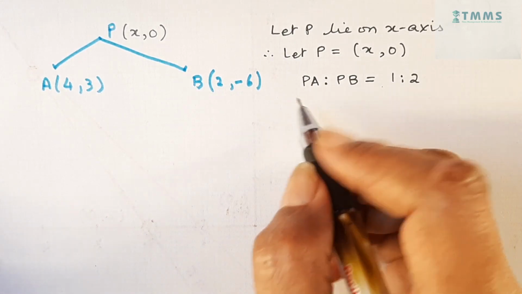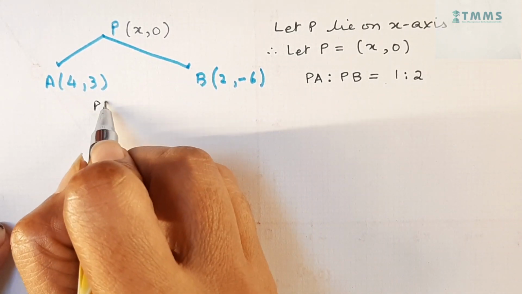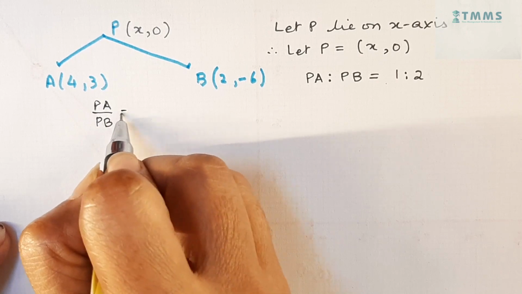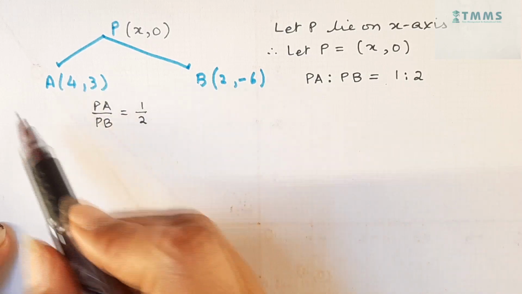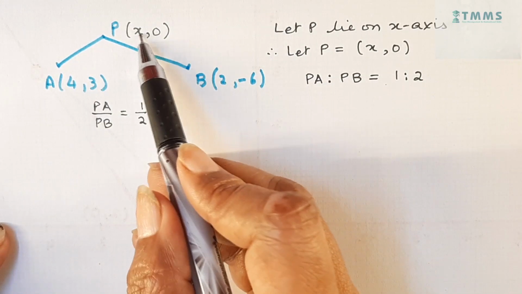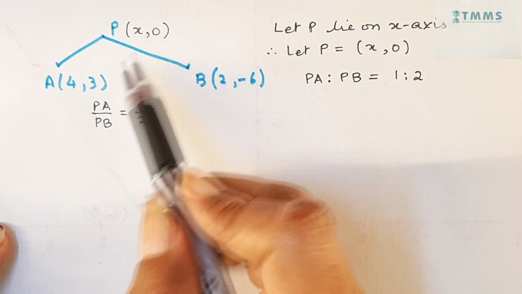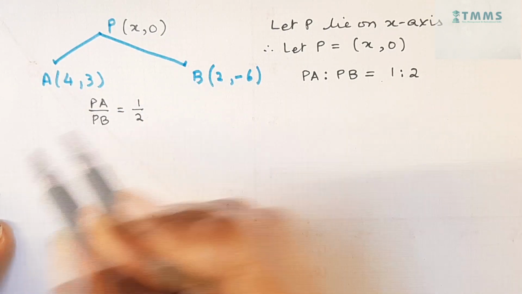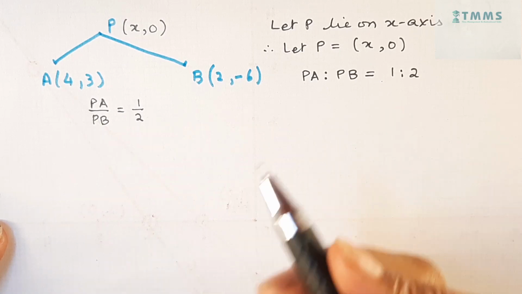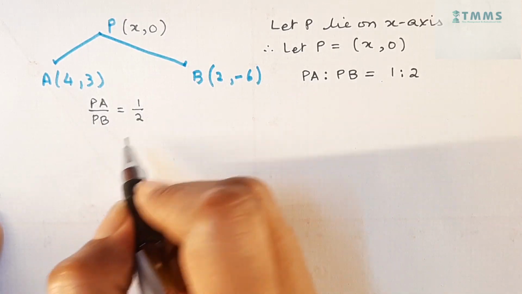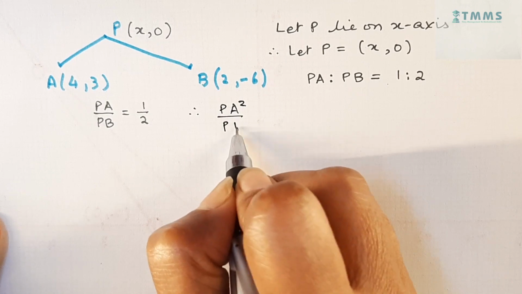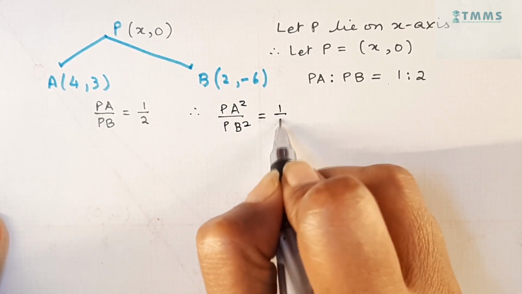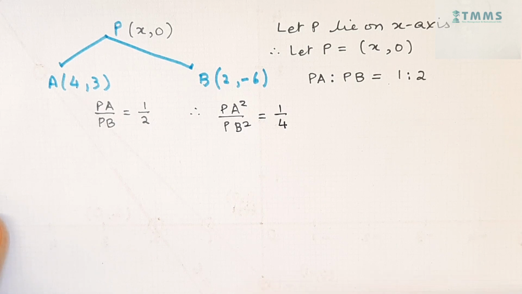And so we can also write it as PA upon PB is equal to 1/2. Now remember, your PA is going to be under root (x minus 4) whole square plus (0 minus 3) whole square. So we are going to struggle with lots of root signs. And so what are we going to do? We are going to therefore say, PA square upon PB square is equal to 1/4. We have to square this. And that is our tip number 3, which I told you right in the beginning of the video.